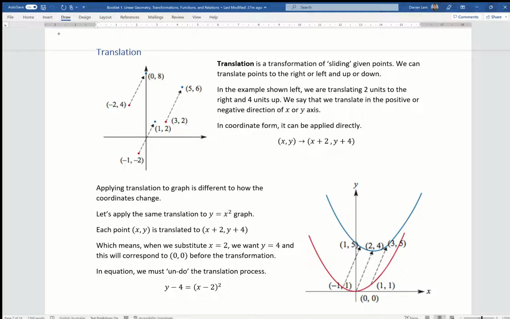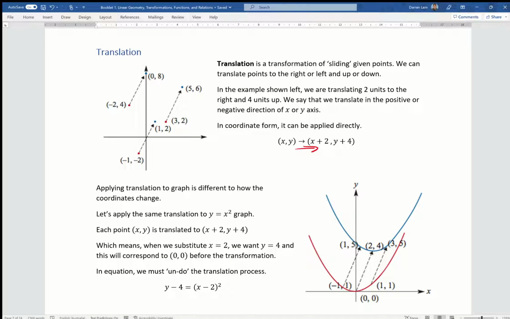In coordinate form, we write (x, y) goes towards (x plus 2, y plus 4). Literally, whatever value or function we have, if we apply a translation of 2 units to the right, it's x plus 2. It's pretty straightforward. If we're applying a positive translation of 4 units upwards, we're adding 4 to our y value.